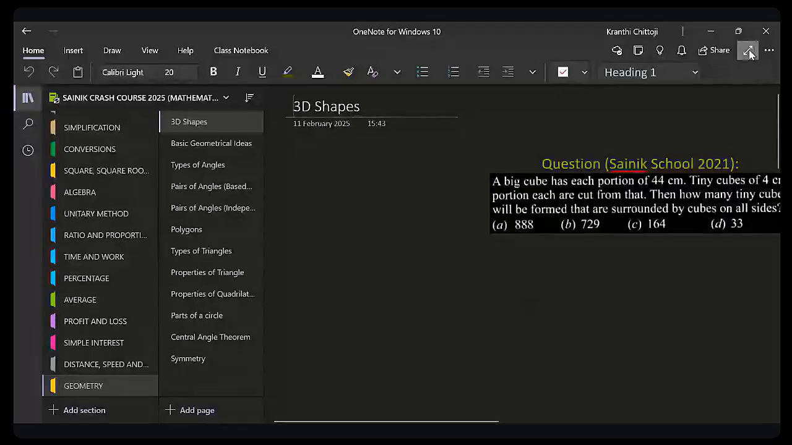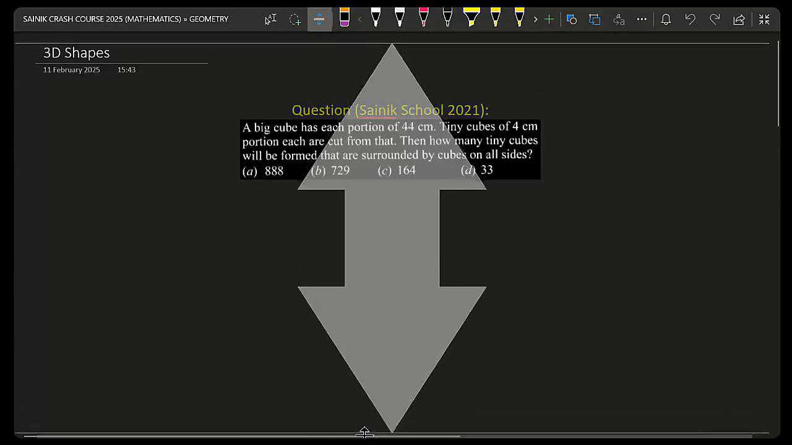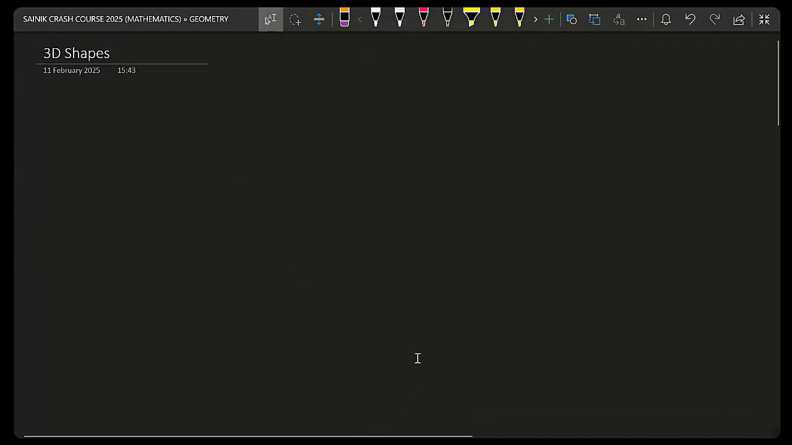Yesterday we completed time, speed, distance, and we are going to start geometry today. In geometry, we'll begin with the 3D shapes. The basic 3D shapes we will discuss. So first we'll go with cuboid.